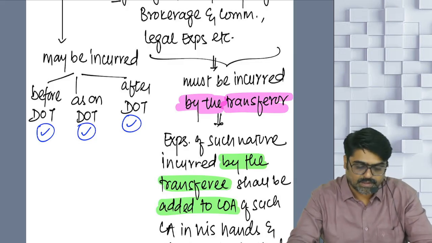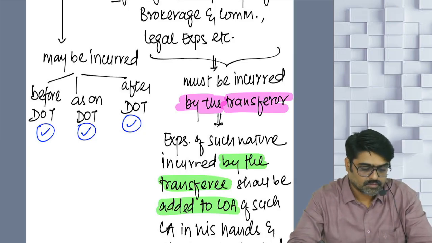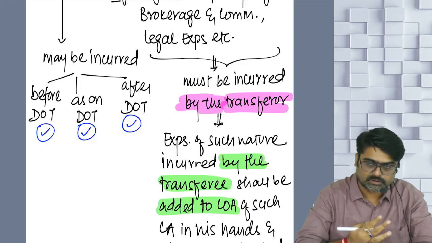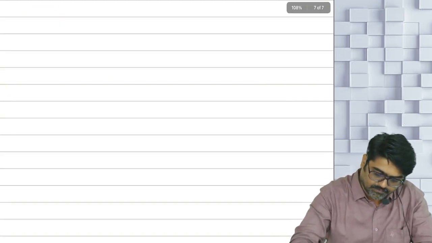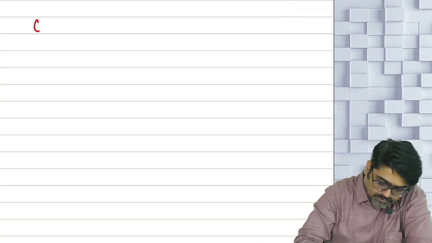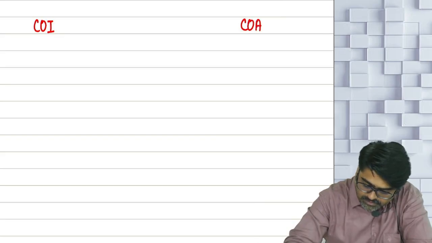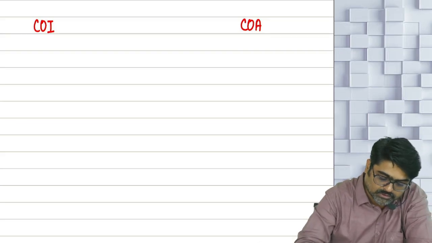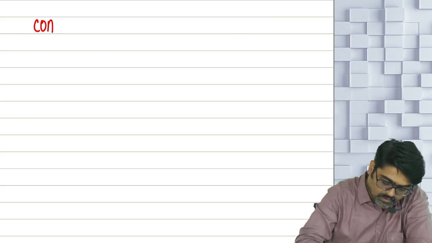Okay, pay attention now. So to calculate the capital gains, we need cost of acquisition and also the cost of improvement. Now pay attention. What is the meaning of cost of improvement and what is the meaning of cost of acquisition? Before we discuss cost of improvement, we are going to discuss cost of acquisition.